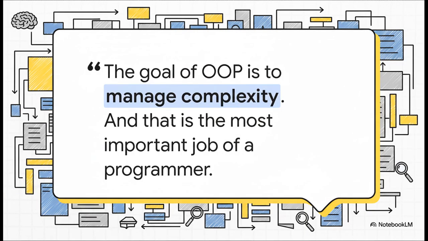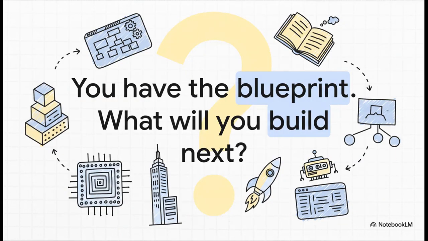You know, when you boil it all down, it comes back to this one powerful idea. Modern software is incredibly complex. Your main job as a programmer isn't just to write code. It's to manage that complexity. And OOP gives you the mental framework and the tools to do exactly that. It's about building systems that are strong, scalable, and actually understandable. So at the end of the day, object-oriented programming isn't just a set of rules. It's a whole new way of thinking. It's the blueprint for building software that's clear, powerful, and built to last. The only question left is, with this blueprint in your hands, what are you going to build next?